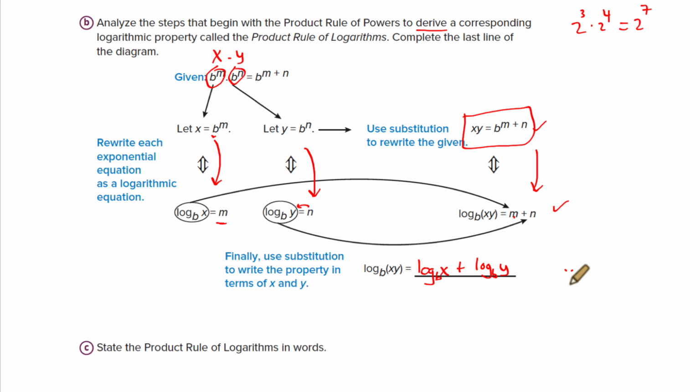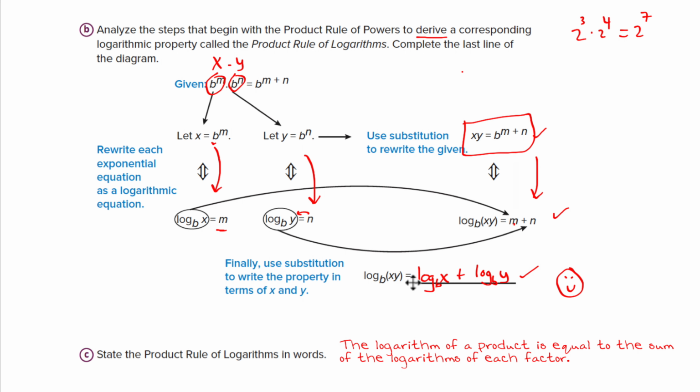By the way, this is the final rule. Let's put a smiley face by it because it's important, of course. Log base b of x times y equals the log base b of x plus the log base b of y. In other words, this is a rule we're going to use. What is the rule? The logarithm of a product, so if you take the log of xy in this case, is equal to the sum of the logarithms of each factor.